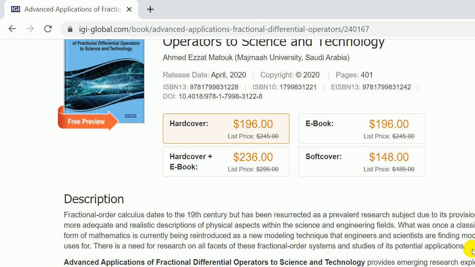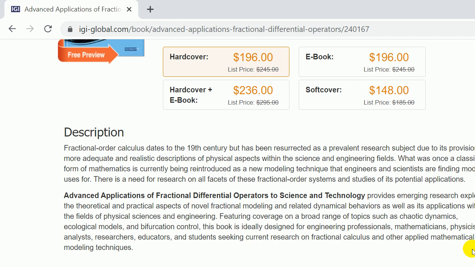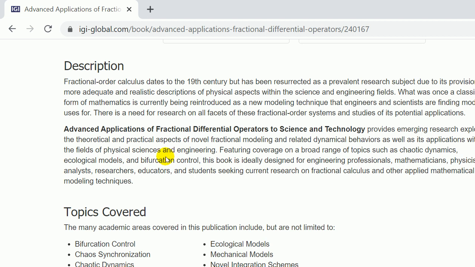This book is very interesting to students of applied mathematics, physics, engineering, and nonlinear science. The topics covered include, but are not limited to, bifurcation control, synchronization, chaotic dynamics, ecological models, mechanical models, novel integration schemes, novel systems, secure communications, and so on.